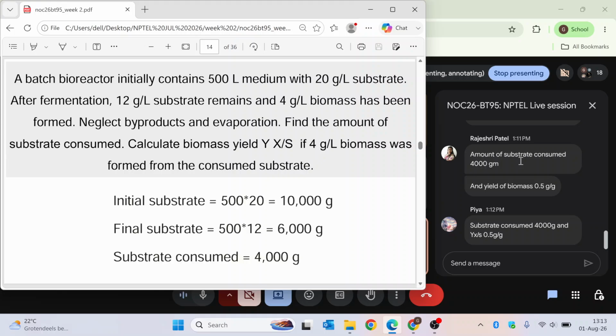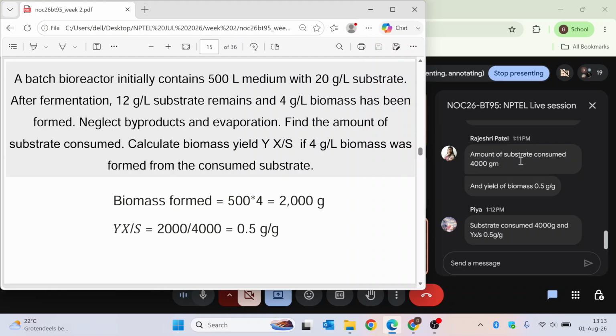Okay, exactly. So initially we have around 20 gram per liter substrate concentration, and the total reactor volume is 500 liters. So we have 10,000 gram of substrate. Similarly, after the fermentation, the concentration is 12 gram per liter, but the reactor volume remains the same, 500 liters. So 6,000 grams of substrate is still left, which means 4,000 grams is consumed.